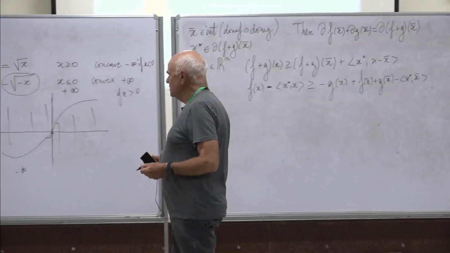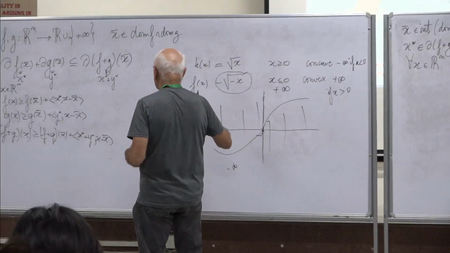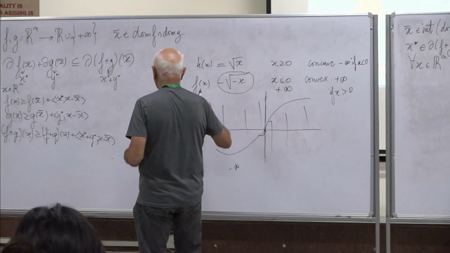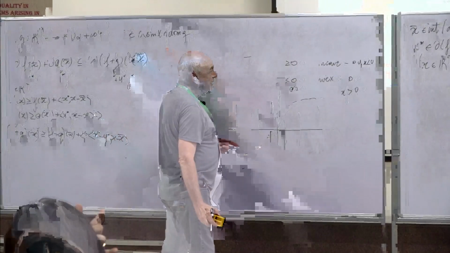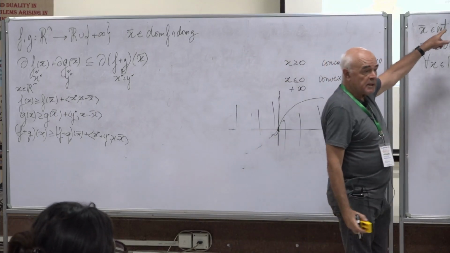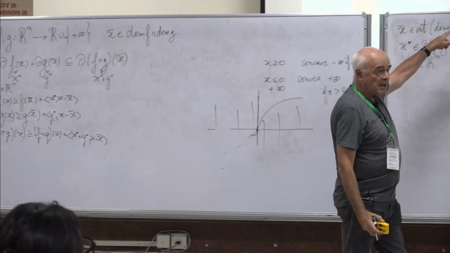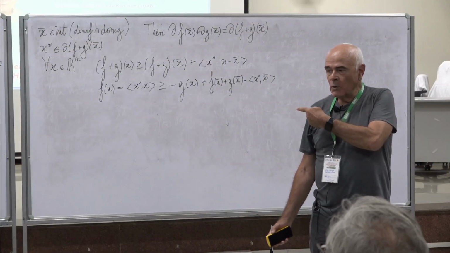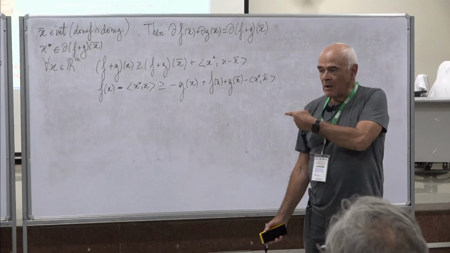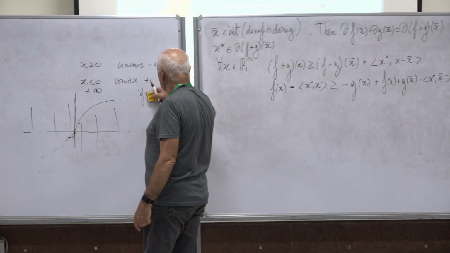But this possibility has to be excluded, and it's excluded because x bar is in the interior of both domains. Notice that 0 was in the boundary in our case.